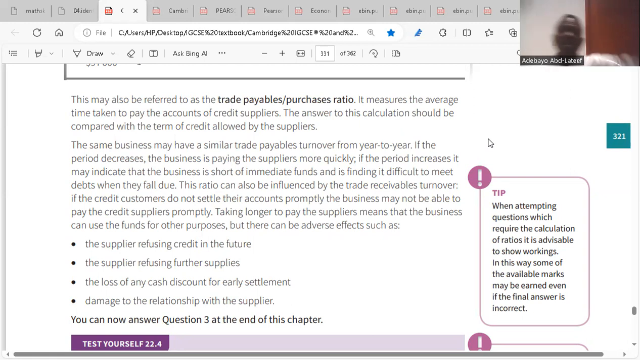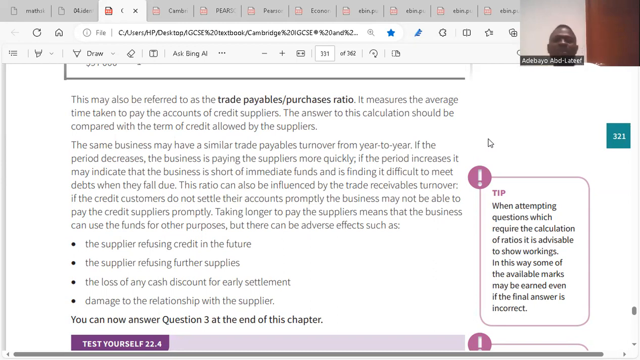So here, the difference with trade payables is that if your trade payables period is reducing, it's good, because it means you are paying often. You are paying your credit suppliers as soon as possible. Do you get the point? So that means you are paying your suppliers as fast as possible. But if it is increasing, then there's a problem. It means you don't have cash to pay your credit suppliers, which means something is wrong with your business.